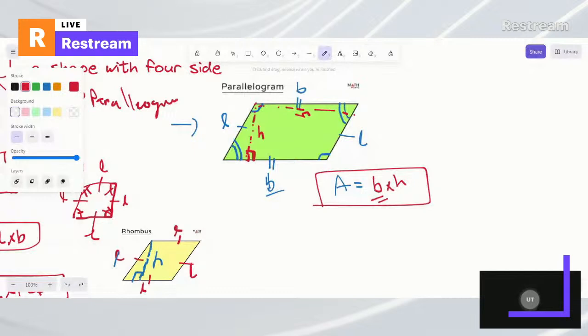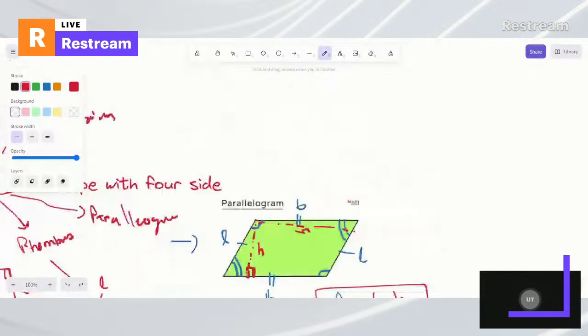Now, what's going to be the perimeter? The perimeter is going to be exactly the same as a rectangle. So it's going to be 2b plus 2l, right? So I hope you understand this now. So this was pretty much what we already knew.